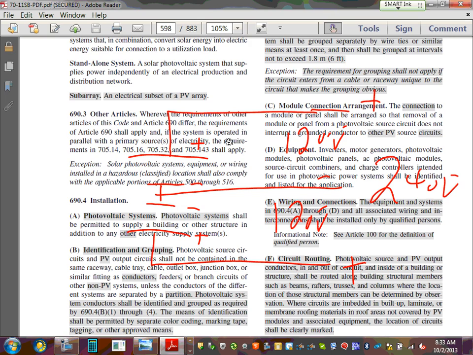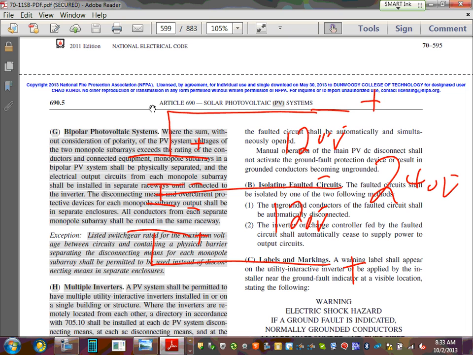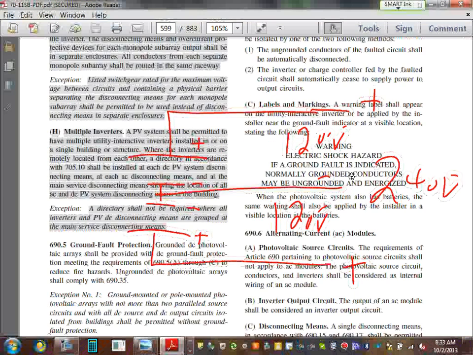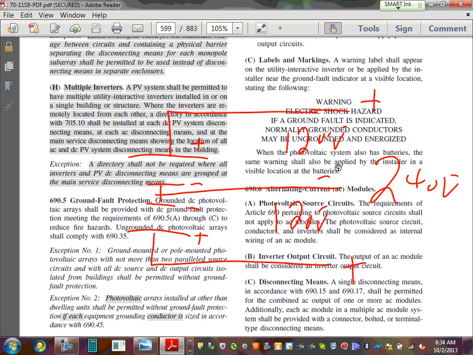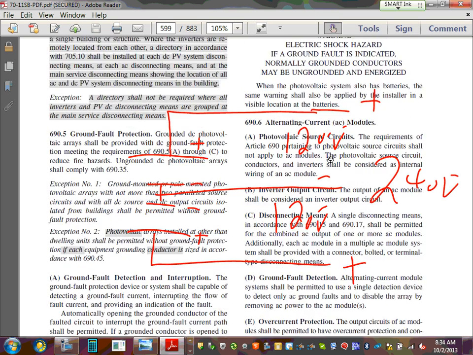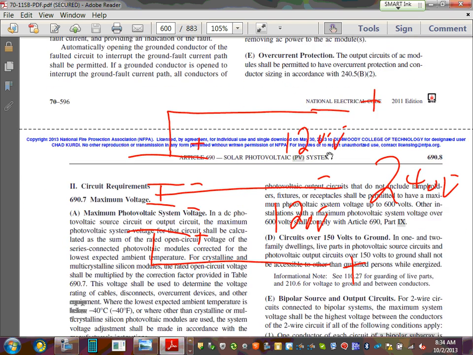So you look at the identification here, where it tells you you have to group and identify all the conductors coming out of these strings. Cautions. You have to label warning, electrical shock hazard if a ground fault is indicated. Normal grounded conductors may be ungrounded and energized. So you can run your system as a grounded positive or grounded negative, guys. They typically take the negative and ground the negative through a fuse.